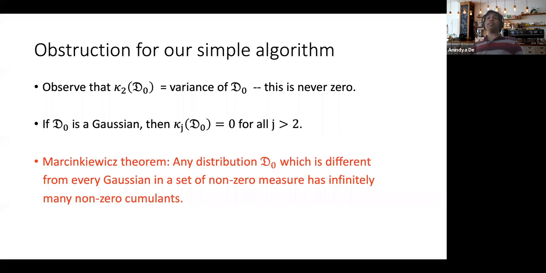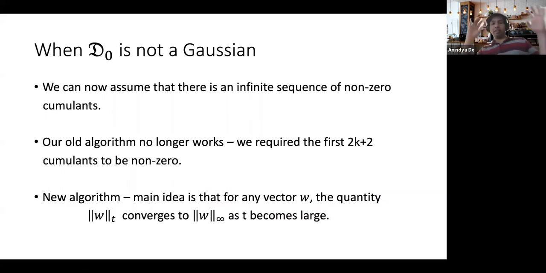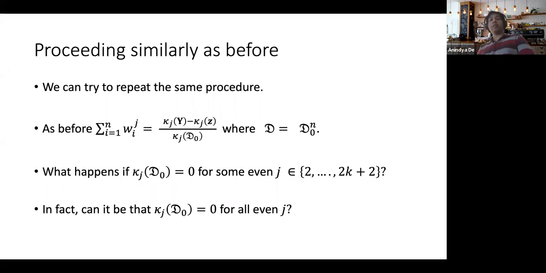And so what we did, at a very high level, is that when D0 is not a Gaussian, you are guaranteed that while you do not have this equation, summation W_i to the j, for every j or every even j, you at least have infinitely many of these equations. And once you have infinitely many of these equations, you can work with that to figure out whether W is k-sparse or not. Okay, you do not have it for every j, but you have it for sufficiently many j's. You have it for infinitely many j's.